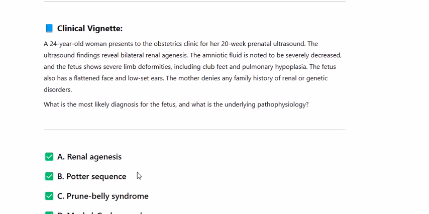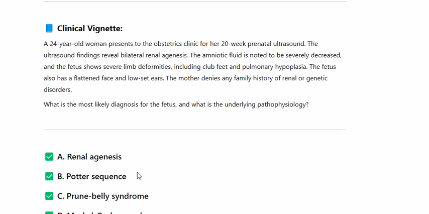A 24-year-old woman presents to the obstetrics clinic for her 20-week prenatal ultrasound. The ultrasound findings reveal bilateral renal agenesis. The amniotic fluid is noted to be severely decreased, and the fetus shows severe limb deformities, including club feet and pulmonary hypoplasia. The fetus also has a flattened face and low-set ears. The mother denies any family history of renal or genetic disorders.